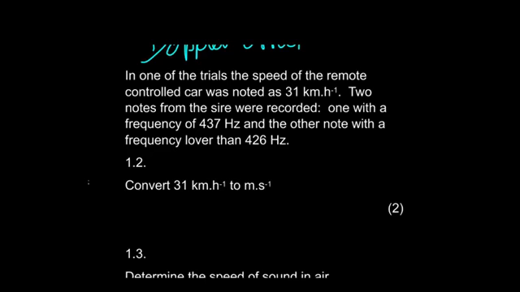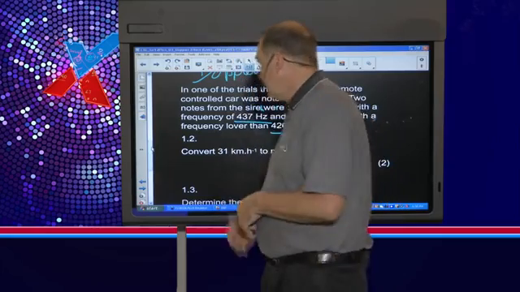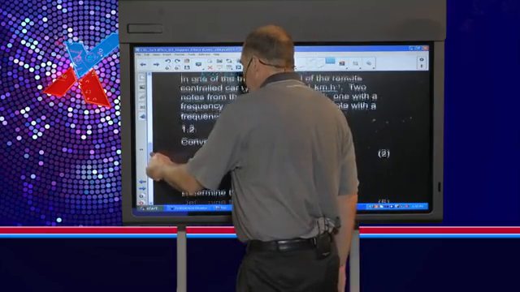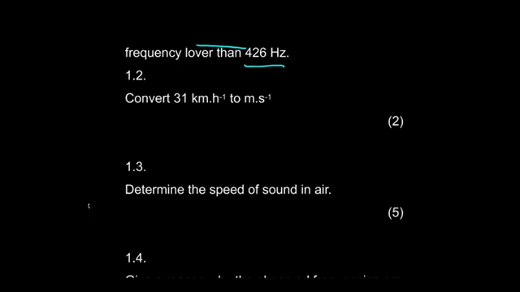In one of the trials, the speed of the remote controlled car was noted as 31 kilometers per hour. Two notes from the siren were recorded: one with a frequency of 437 hertz and one with a lower frequency of 426. So that's the information they're given. Now look at what they've asked. The next question is to convert 31 kilometers per hour to meters per second.